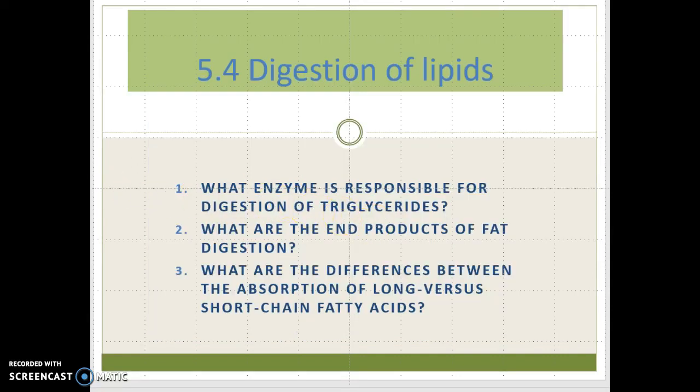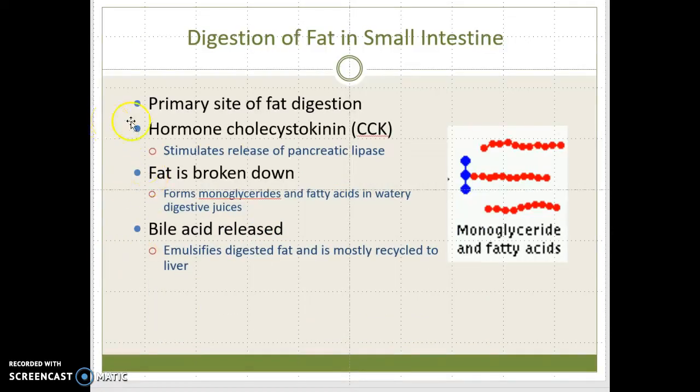So what are the end products of fat digestion? We already talked about how we can have a monoglyceride or a diglyceride or a triglyceride. As fat is broken down by the enzymes, it becomes a monoglyceride and free fatty acids. And that's how it can be moved into the enterocytes, into the cell. So fat is broken down, and as our body digests it, we have bile acids that help emulsify that fat so it can be absorbed.